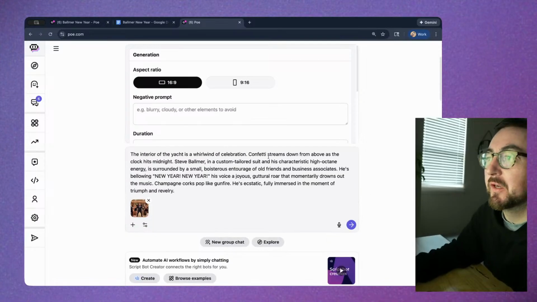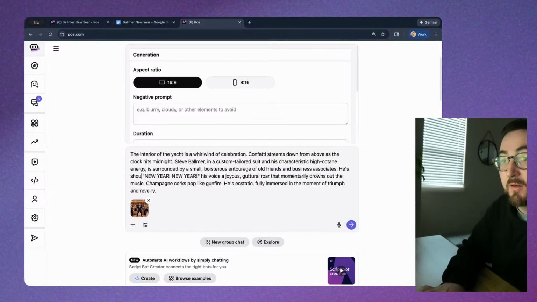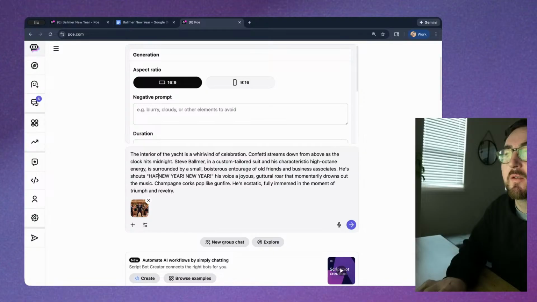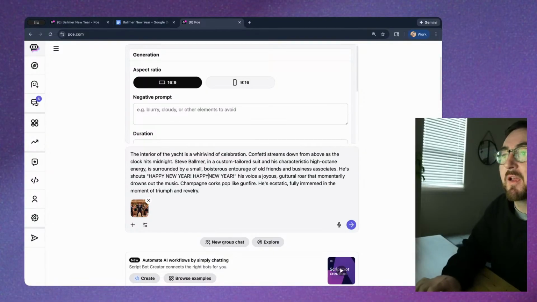The interior of the yacht, confetti streams down from above. Steve Ballmer, customs, he shouts, Happy New Year. Happy New Year.